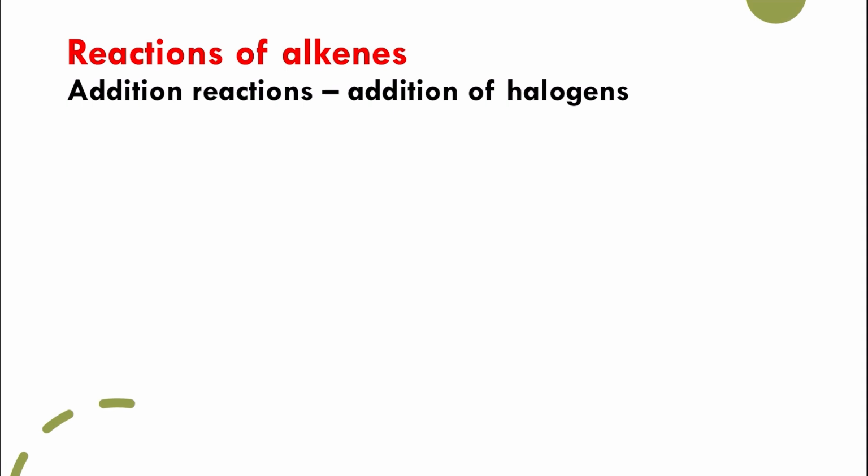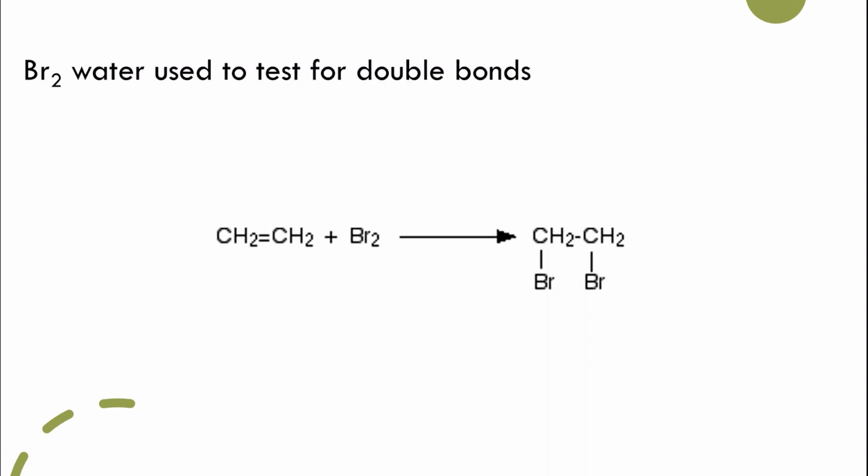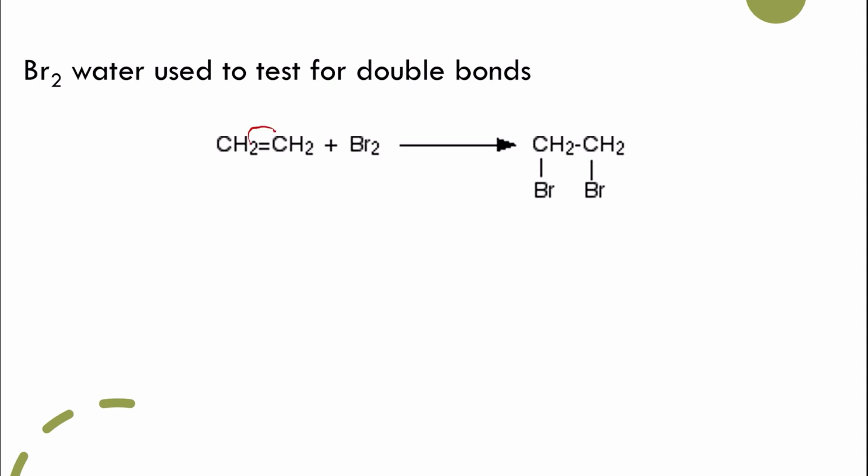Alkenes. One of the main reactions of alkenes is the addition reaction. Addition of halogens: the addition reaction is the type of reaction where the double bond of the alkene is broken down and two different atoms are added. Alkenes can react with bromine to give you 1,2-dibromoalkane.